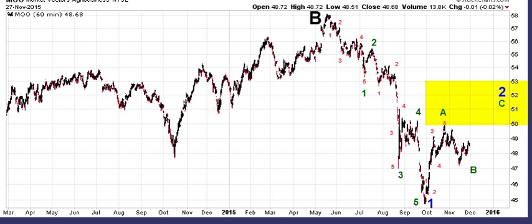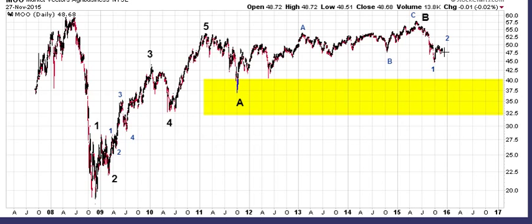So if we look back at the long-term chart, a pretty good target for this decline is somewhere around the 2011 low, which is at about 37.50. Really, we're just looking for some kind of test of this yellow area, but 37.50 is kind of a good ballpark target for you.